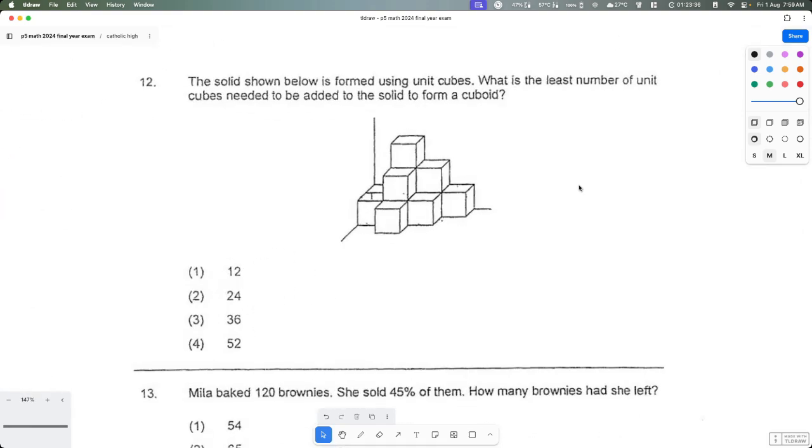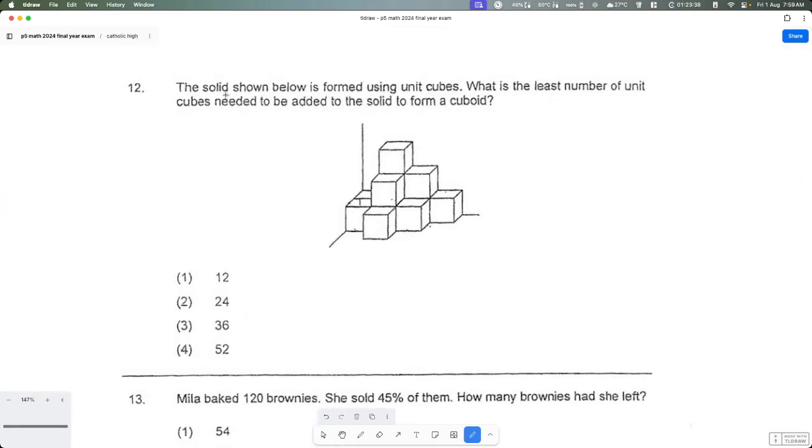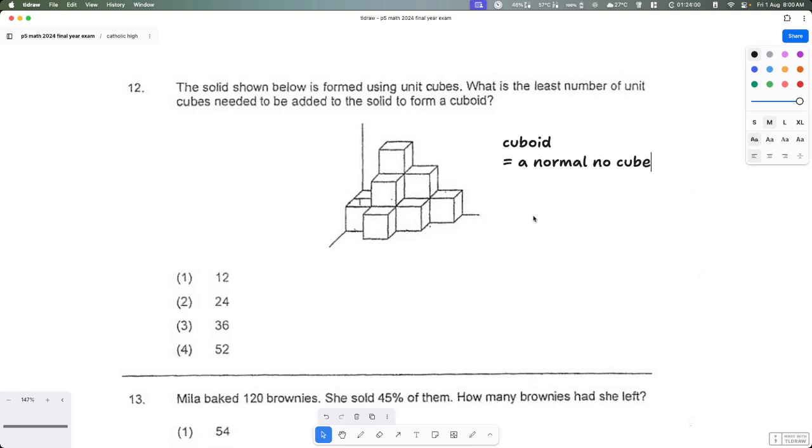Question number 12. The solid below is formed using unit cubes. What is the least number of unit cubes needed to add to the solid to form a cuboid? So cuboid, okay, a cuboid is basically just a normal non-cube, something like this, right? Cuboid is just a normal non-cube.